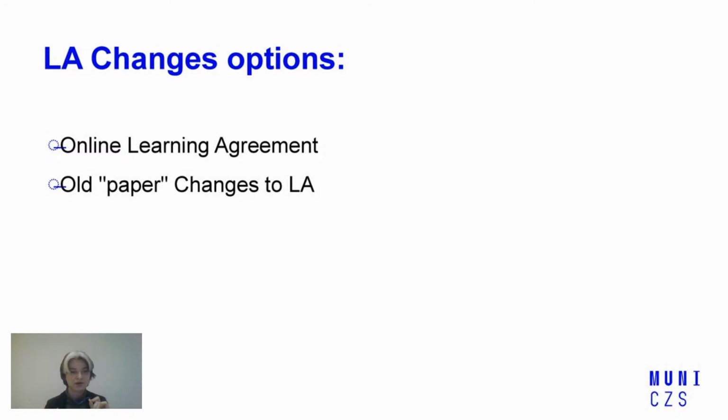We have 2 types of learning agreements. Most of you probably already have the online learning agreement, which is filled out through some sort of online platform, like Dashboard, or which one was the other one? Can't remember. Dashboard. Mobility Online, that's the other one. And then we also have the paper learning agreement changes, the PDF documents. We usually use them if the online learning agreement doesn't work, or if your university just doesn't have the online learning agreement yet.